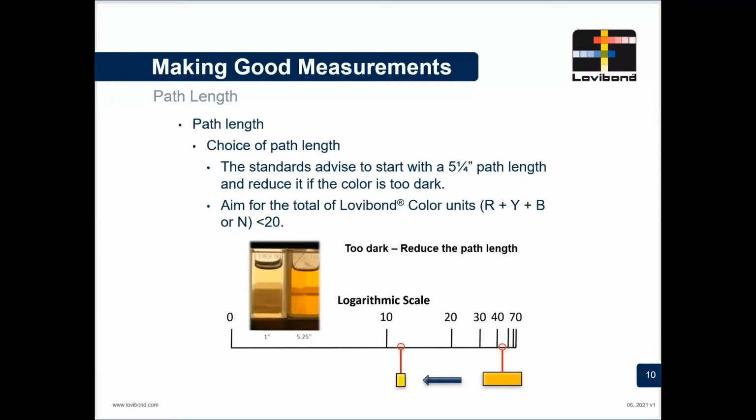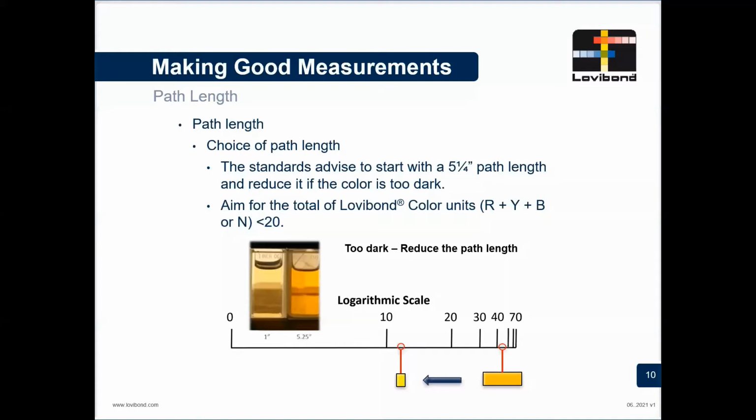If I put it in a 1 inch cell, I'm getting a measurement somewhere in the region of about 12. When I look at the variation in the scale, if I'm up at 50, I could have anything really recorded from about 30 to 70. Because of this loss of resolution and the way the eye works, you can have what seems like quite a big color difference on the Lovibond scale.